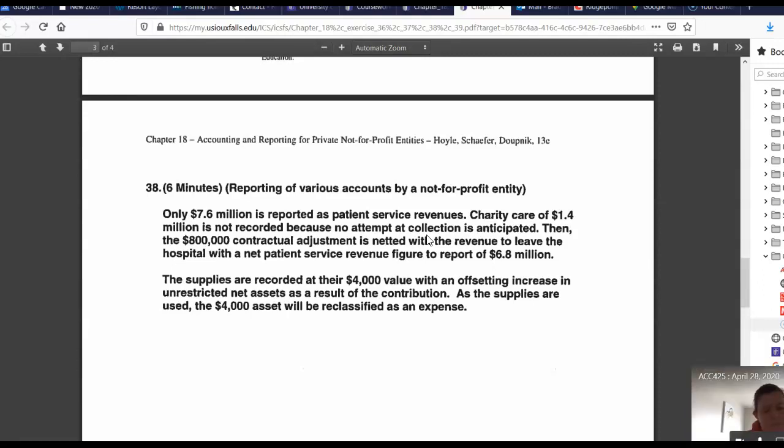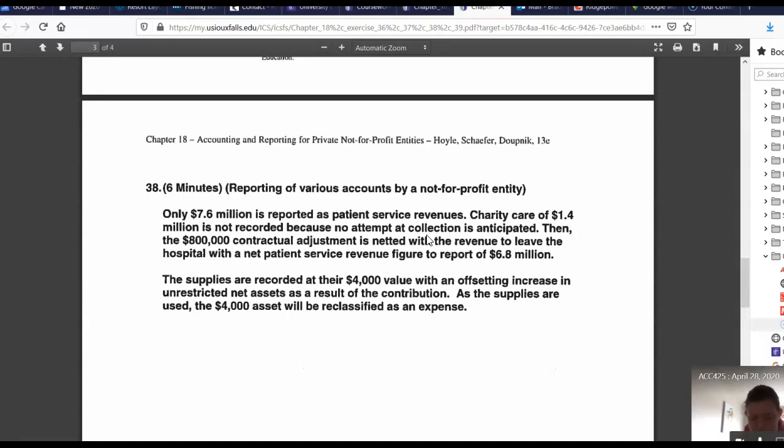Okay, 38. Under Lennon's hospital rate structure, it earned patient service revenue of $9 million for the year. However, Lennon did not expect to collect this entire amount because it deemed $1.4 million to be charity care and estimated contractual adjustments to be $800,000. During the year, Lennon purchased material supplies. It was later donated.